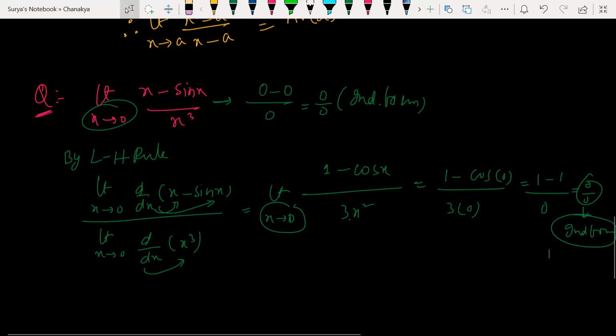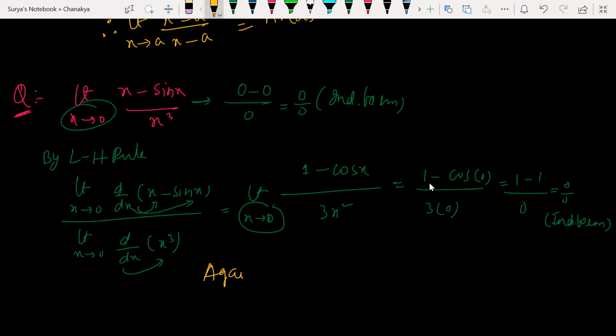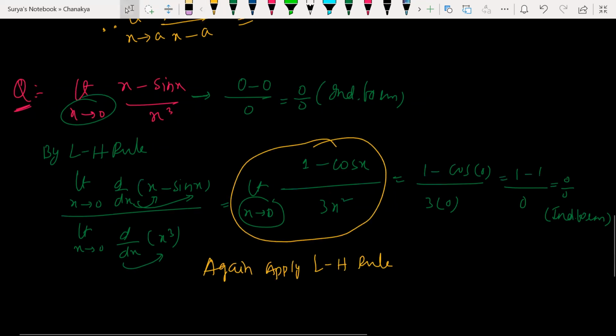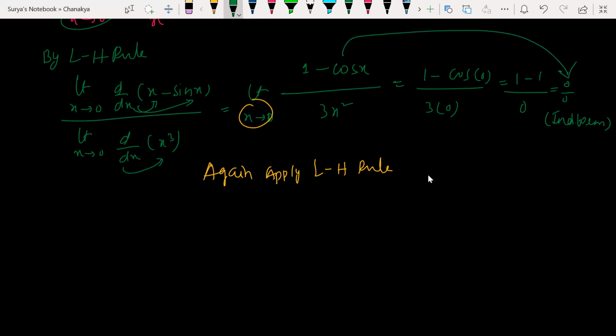Sir, the first time you got an indeterminate form, that is why you applied L'Hospital rule. Again you are getting an indeterminate form here. What must I do, guys? Again apply L'Hospital rule. Where do we apply it? You should not apply it to the given function again. From the function where you are getting 0 by 0, to this function you have to apply L'Hospital rule again.